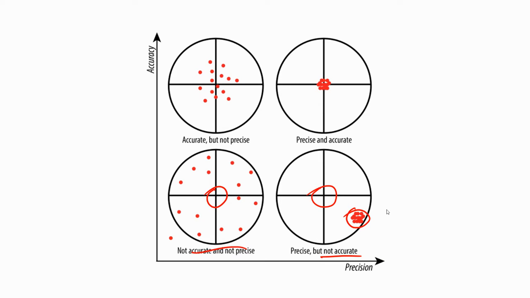And finally, I have a target in the upper left where my marks are close to the center of the target, not exactly on it, but close enough that you might say that overall we have accurate shots or accurate darts if you're throwing darts or something like that. But they're not precise because they're not grouped closely together.